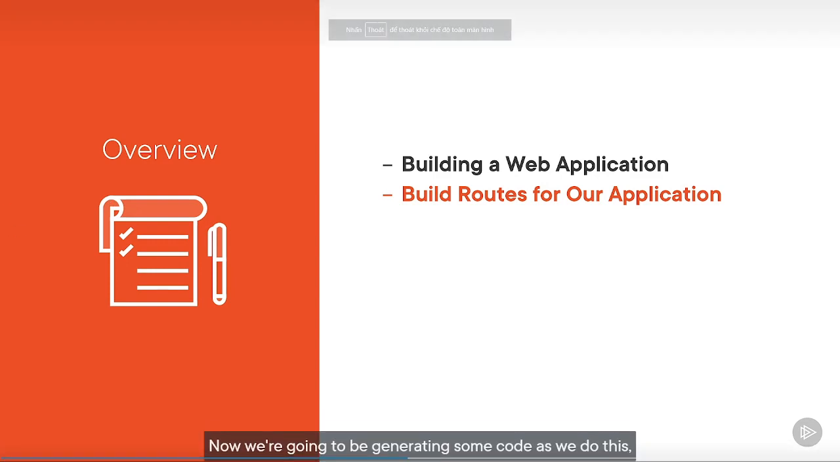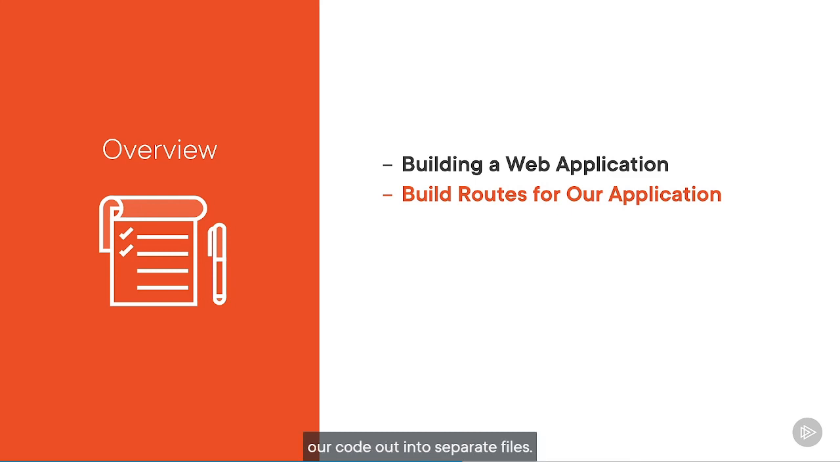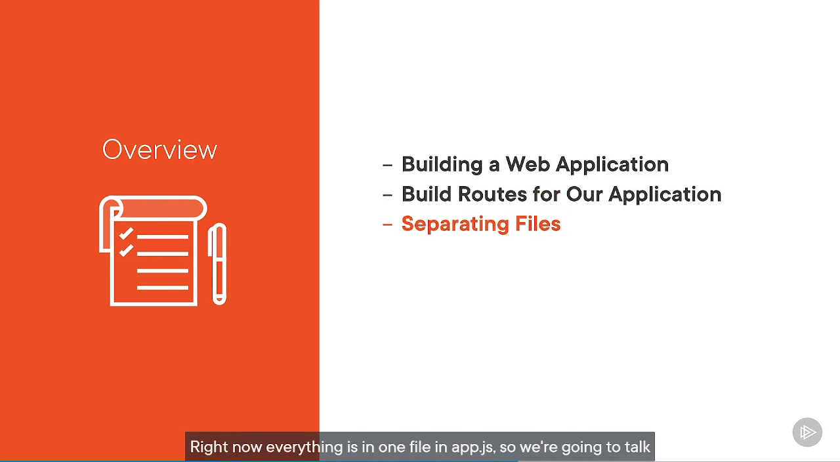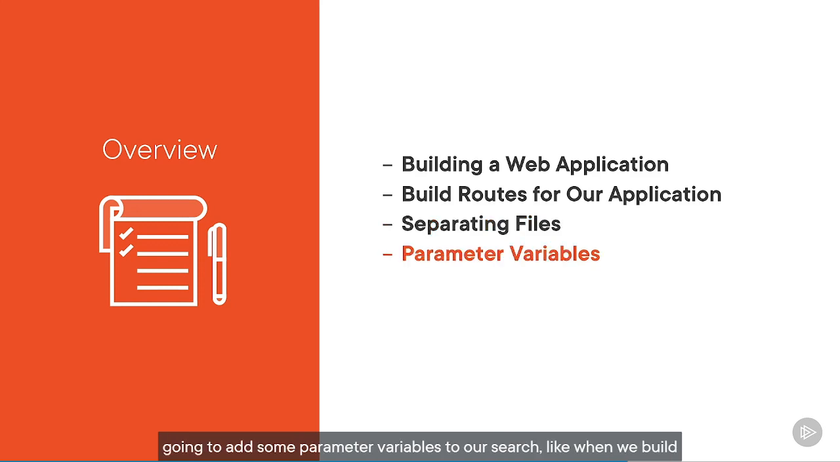Now, we're going to be generating some code as we do this. And so we're going to start talking about how to separate our code out into separate files. Right now, everything's in one file in app.js. So we're going to talk about how to pull that apart so we have multiple files as we go. We're going to add some parameter variables to our search. Like when we build out the single session route, I want to pass a session ID. So how do we do that in our routes?